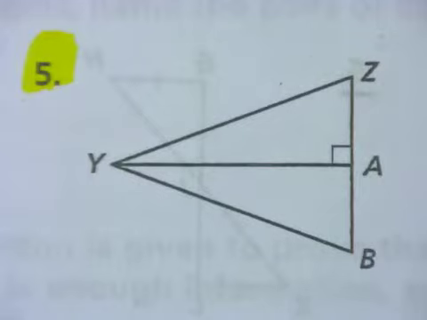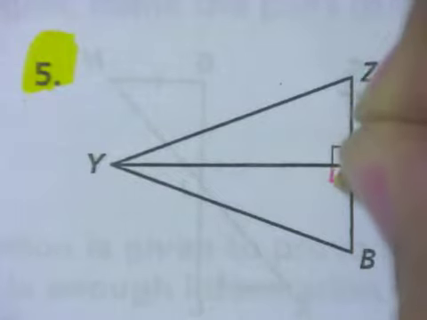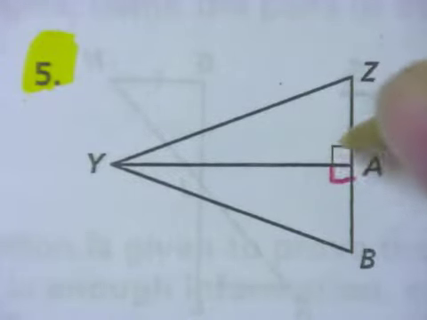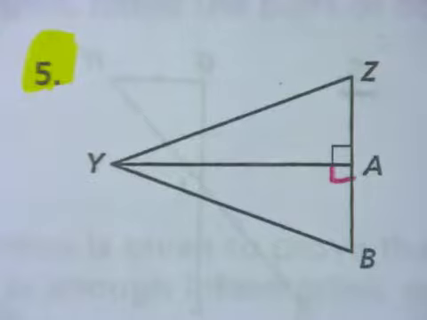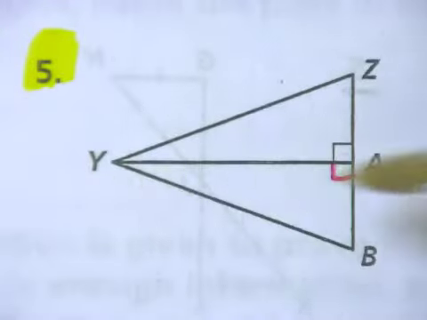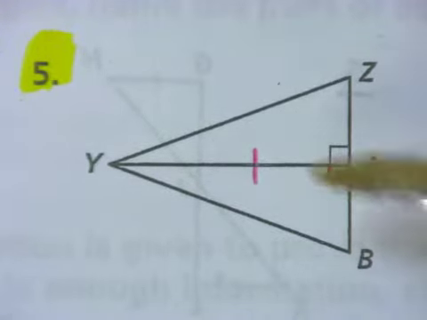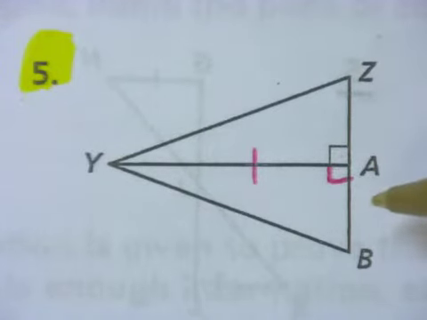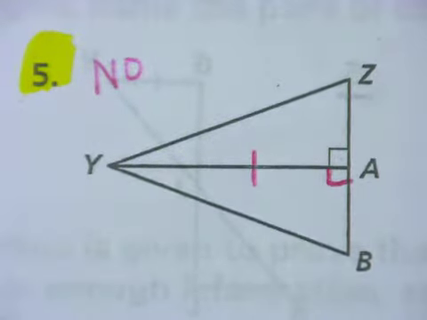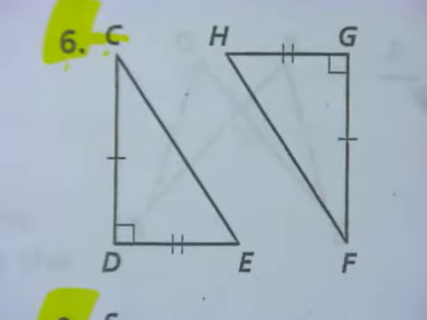Let's take a look at number 5. They don't really tell me much about number 5. I know that this is a 90-degree angle here, so then I know that this is also a right angle here, because these two angles are supplementary. They make a linear pair. I also know that segment YA is congruent to itself. But all I have is a side between both triangles and an angle between both triangles. And unfortunately, that's not enough to prove congruency. So for number 5, I'm just going to say no. I can't prove any congruency at this time.